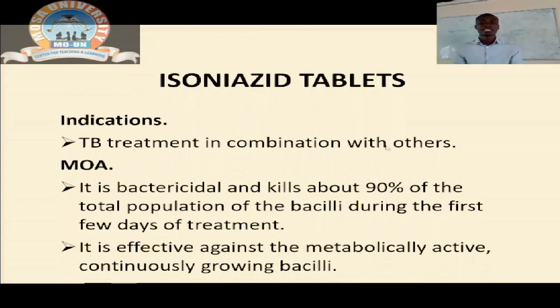The other drug is isoniazid. It also comes as a tablet. Indication or uses: use it in combination with other drugs. The mode of action is bactericidal. So it kills about 90% of the total population of the bacilli during the first few days of giving the drug. So this drug is bactericidal, which means it kills the bacteria.